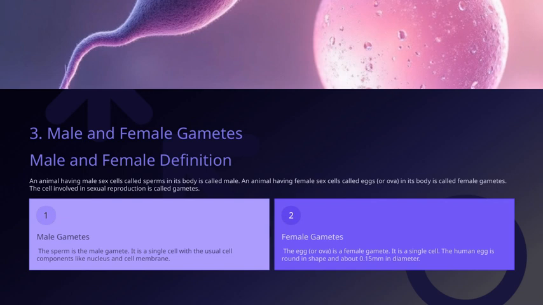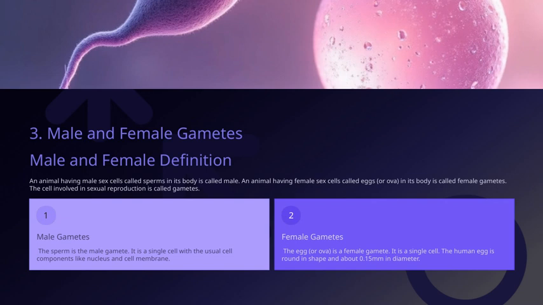Switching to the female gamete, the egg or ova. The egg is also a single cell, but it's generally larger than the sperm. In humans, for example, the egg is round and about 0.15 millimeters in diameter, roughly the size of a tiny dot. The egg contains nutrients and genetic material, waiting to be fertilized.